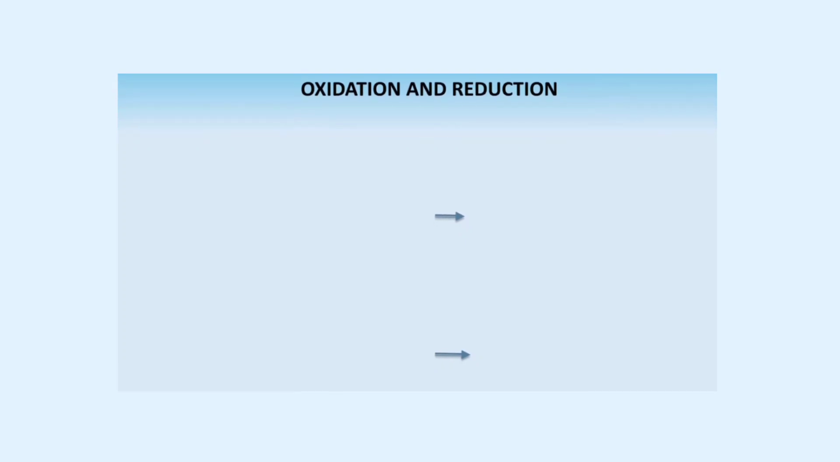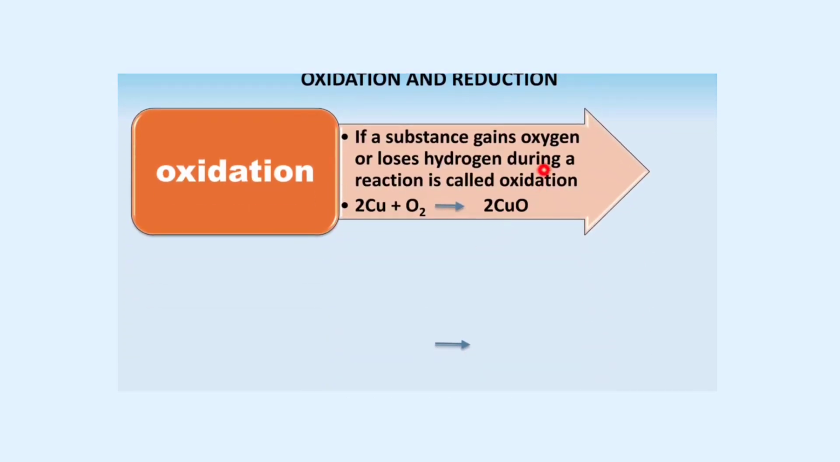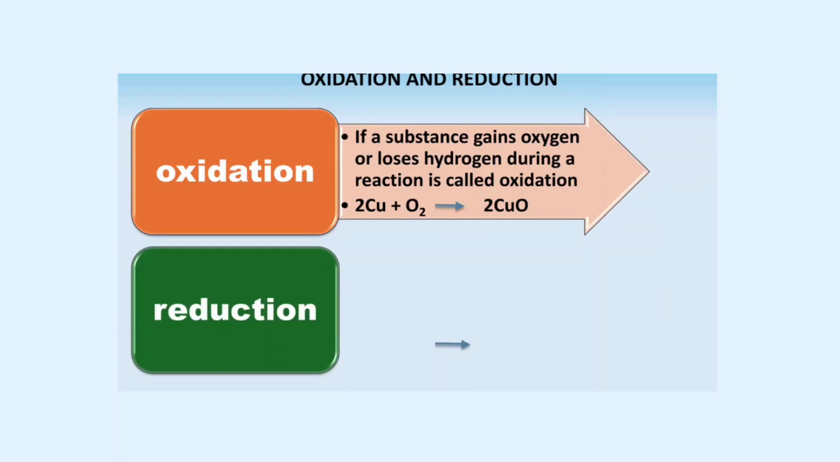Oxidation and reduction. Oxidation: if a substance gains oxygen or loses hydrogen during a reaction, that is called oxidation. For example, 2Cu plus O2. Here copper is adding oxygen and forming CuO. So it is a type of oxidation reaction.